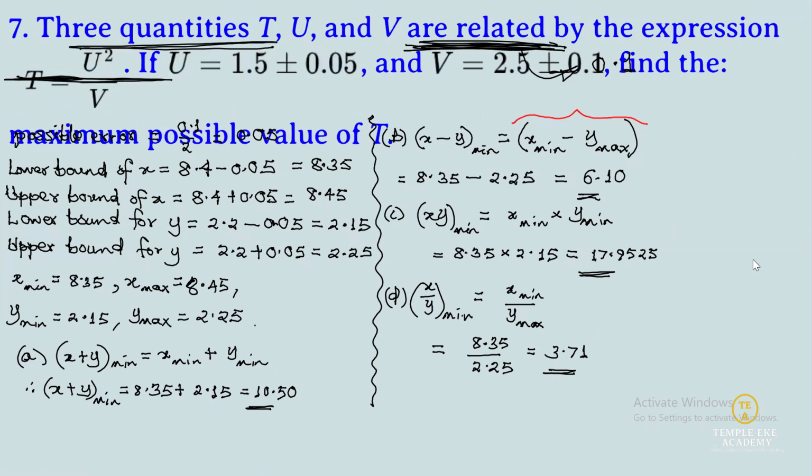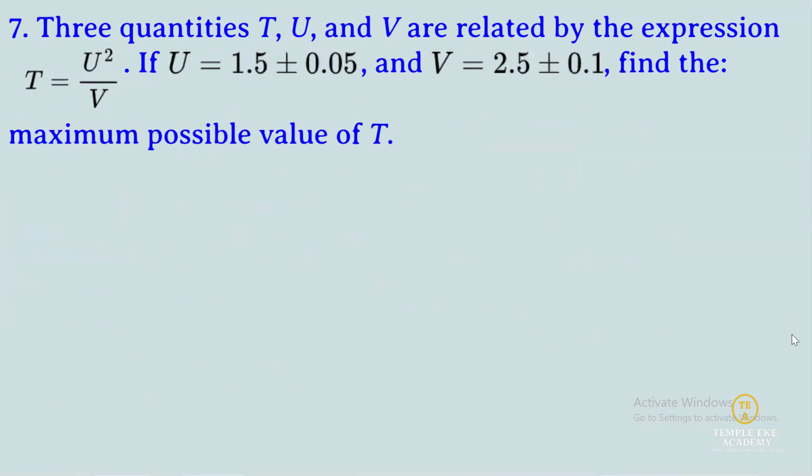All right, we have another question right there. Let's take off all traces for this one. Look at this. Three quantities, T, U, and V, are related by these expressions. T equals U squared divided by V. And U is given already. V is also given, so that we can find the maximum possible value of T. This is a beautiful question, involved question. So let's see, we want to find the maximum possible value of T.